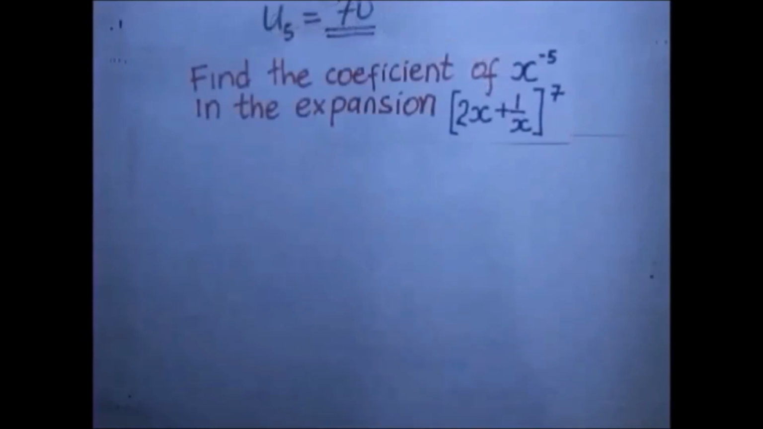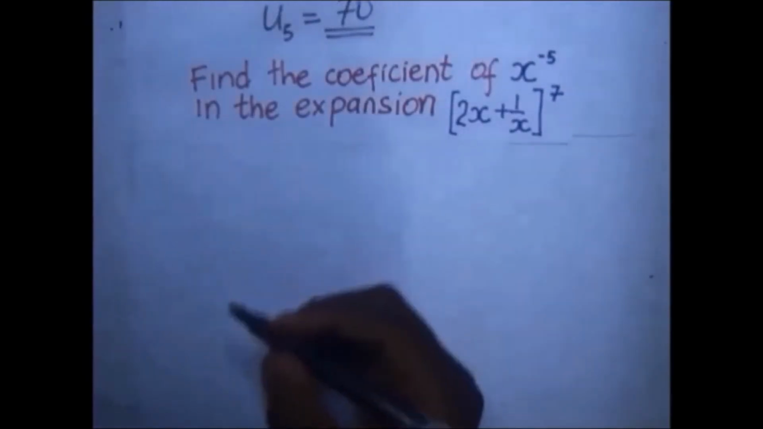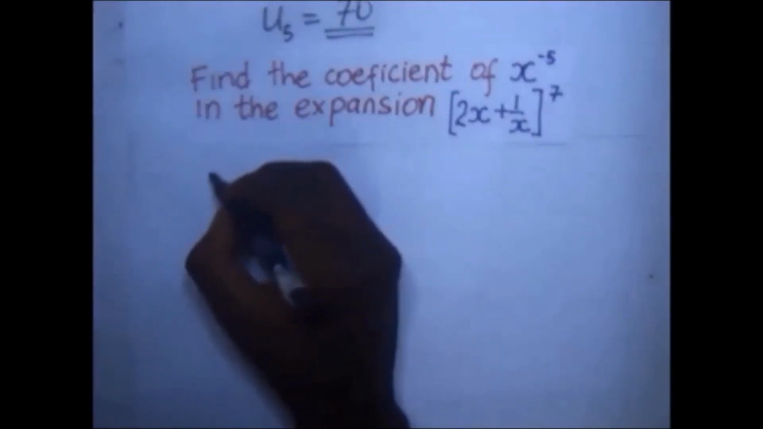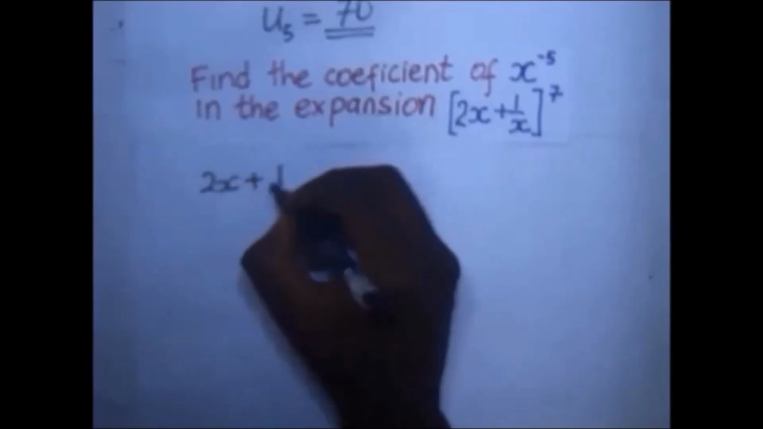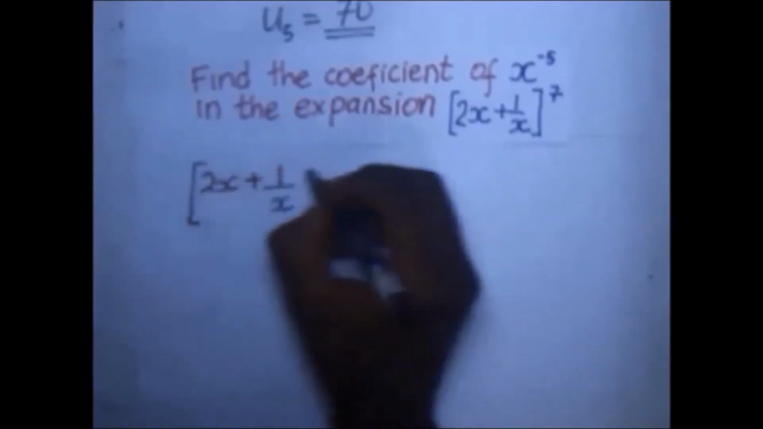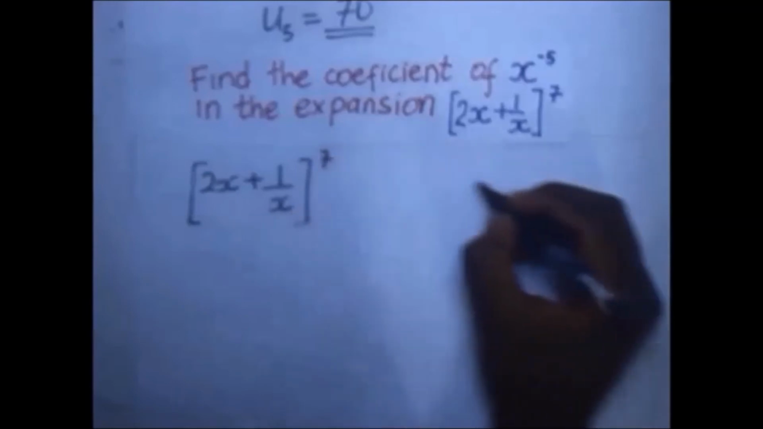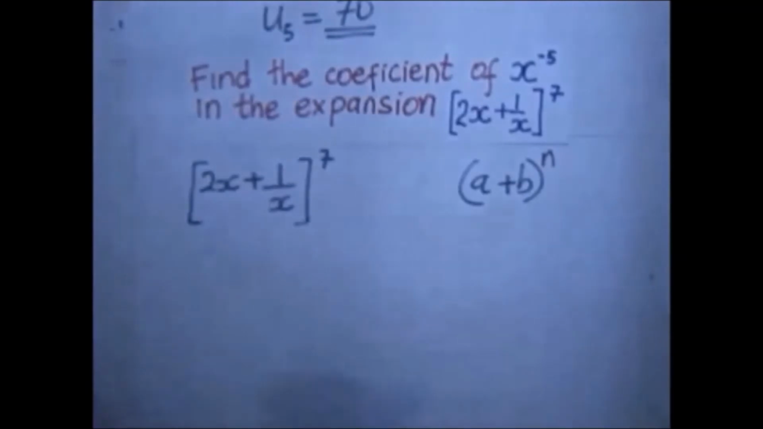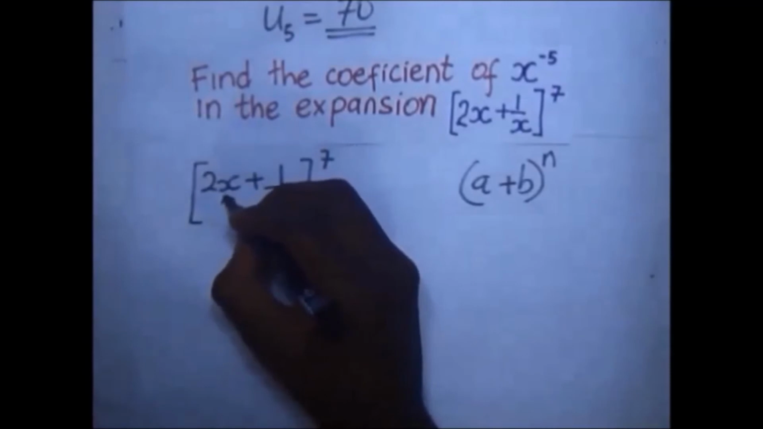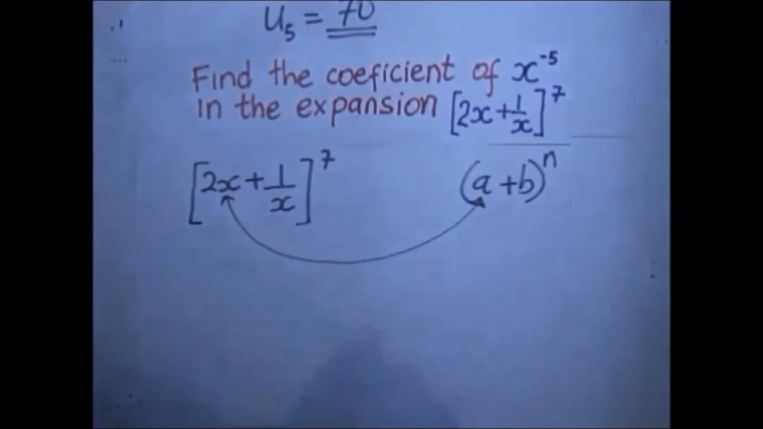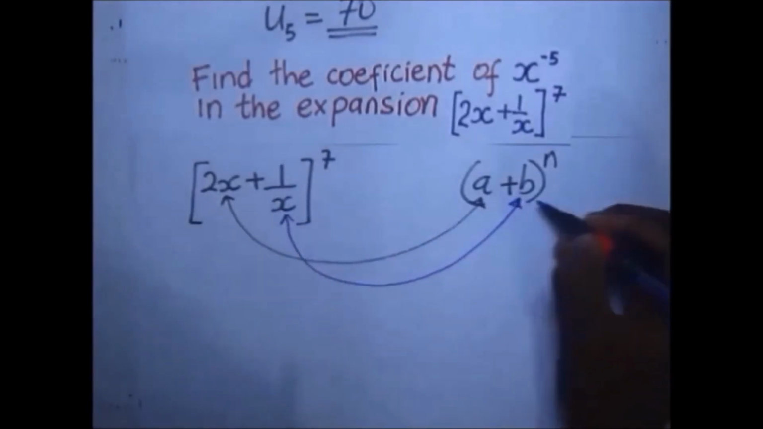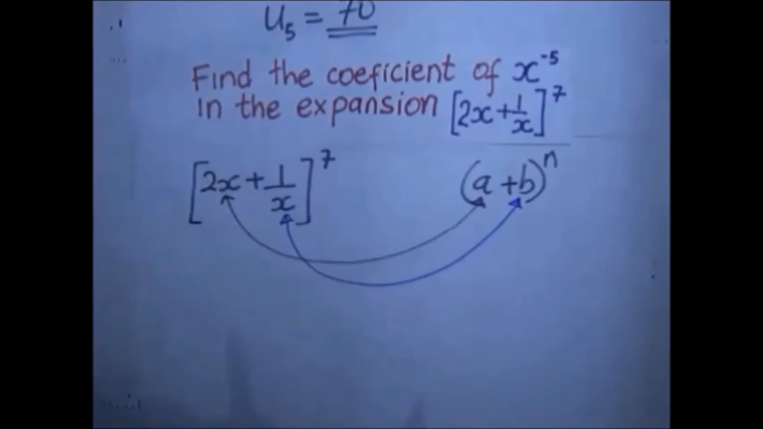First of all, we're supposed to first find the value of r. How do you find the value of r? Compare 2x plus 1 over x to the power 7 with a plus b to the power n. When we compare those two, you find that our value of a is 2x, and our value of b is 1 over x.